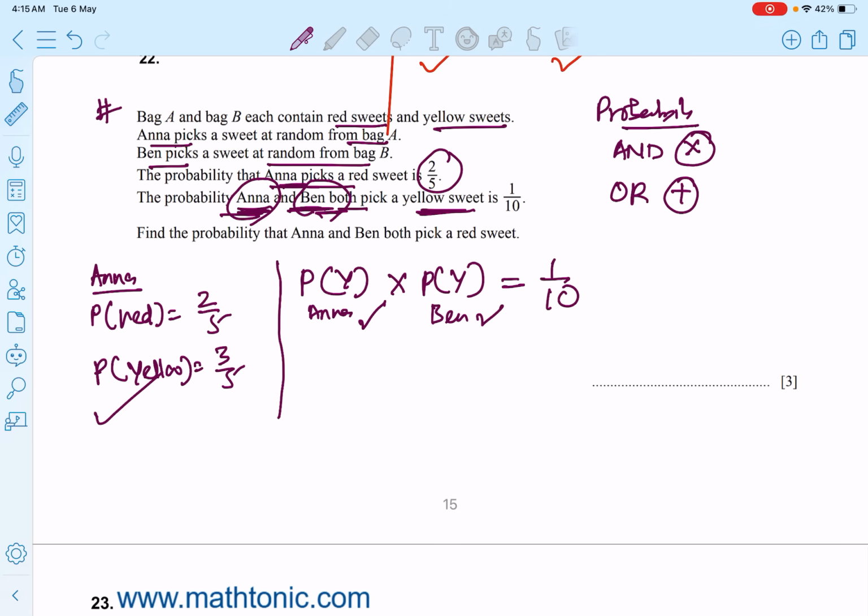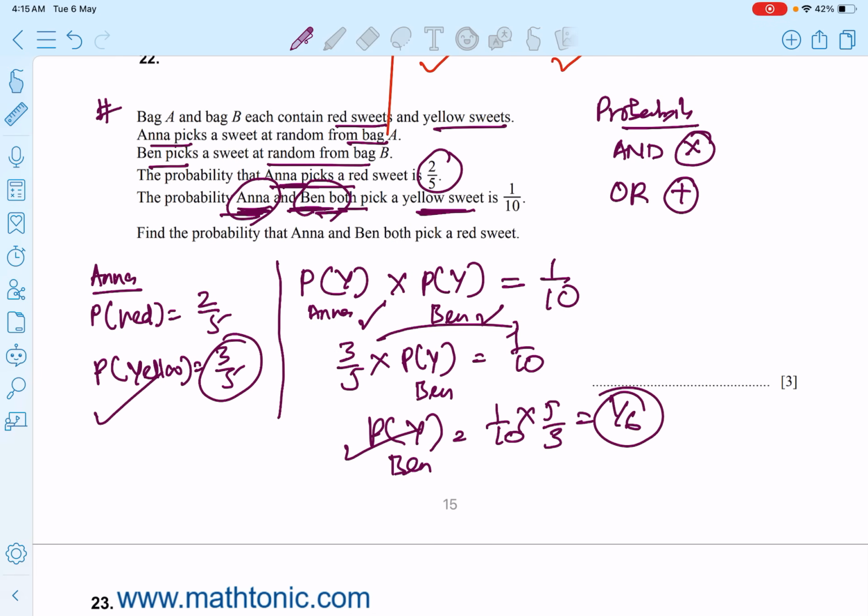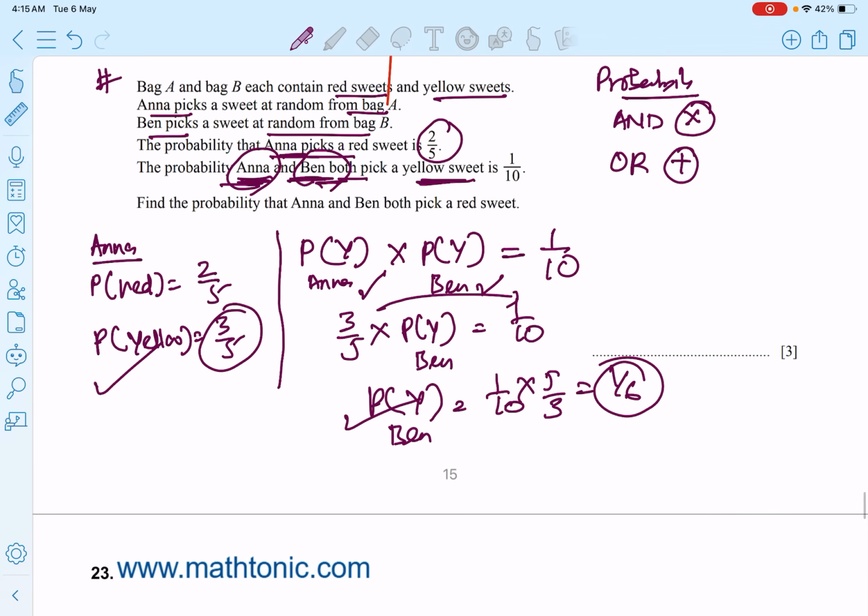Now probability of yellow by Anna, we got this as 3 over 5. Now replace this: 3 over 5 times probability of yellow by Ben equals 1 over 10. If I move it to the other side, it will be divided. So probability of yellow by Ben equals 1 over 10 times 5 over 3. Did you get it? So you'll get 1 over 6. What is this? The probability of getting yellow for Ben, right?